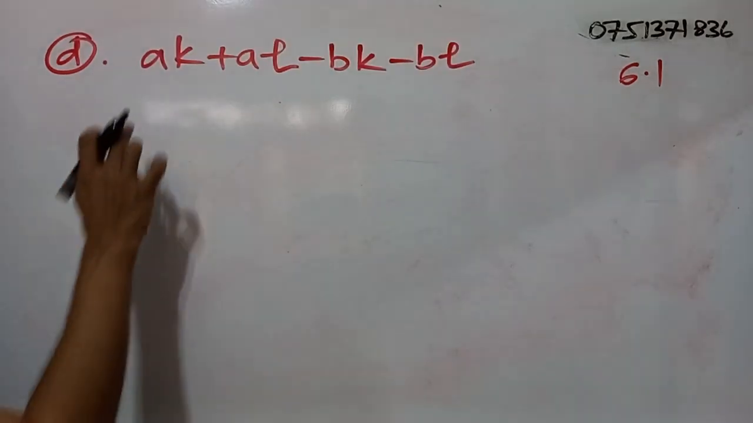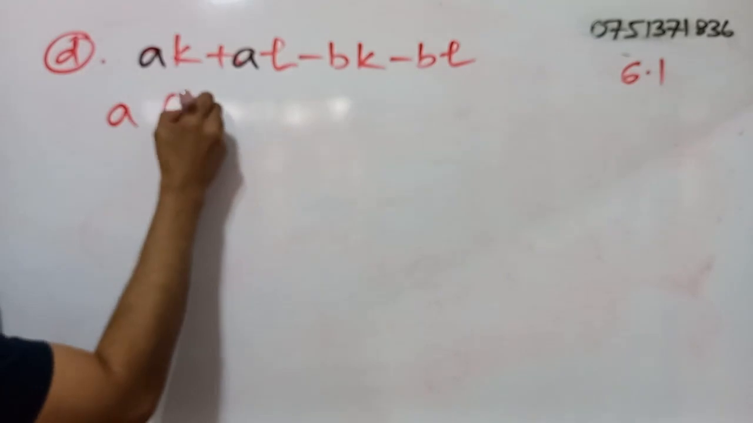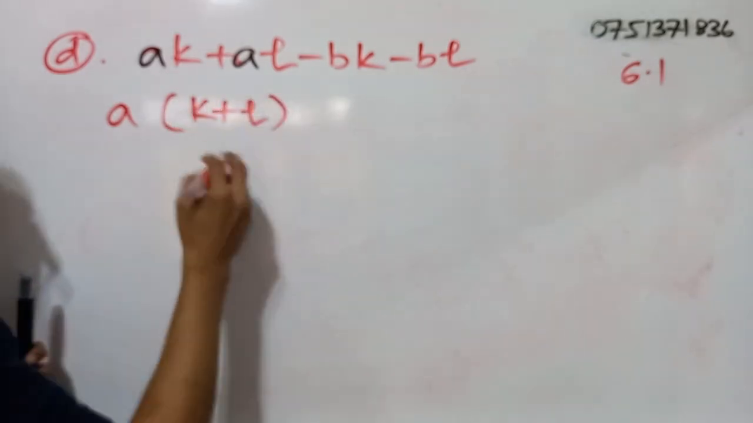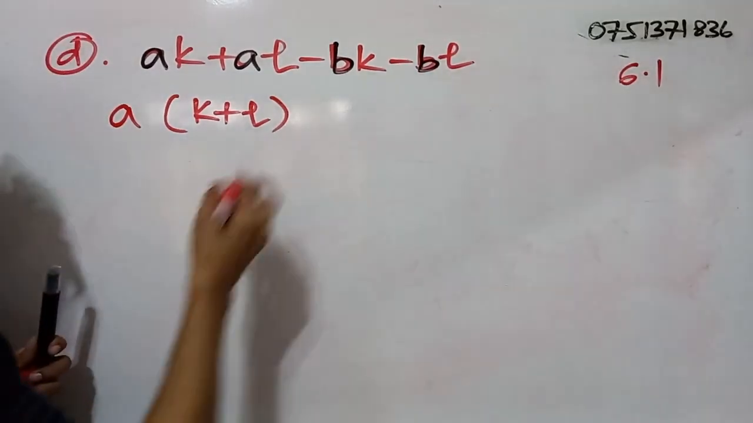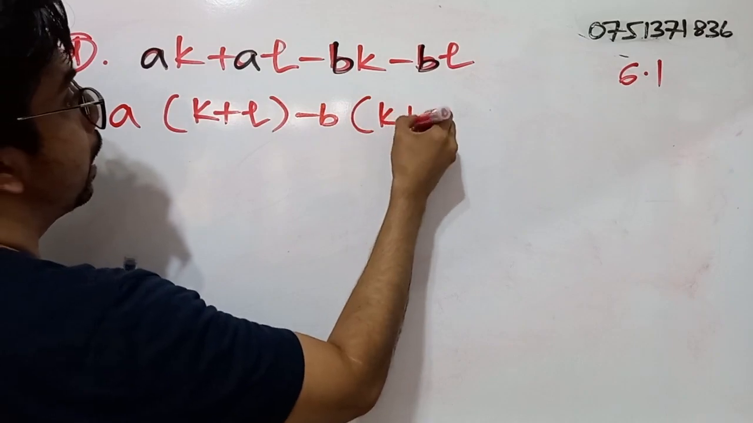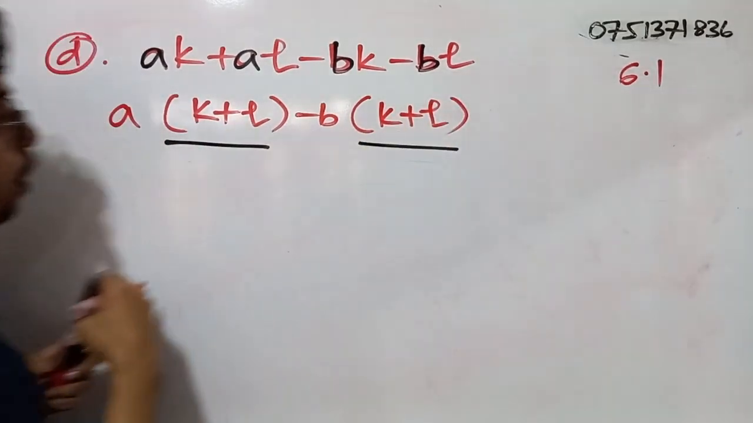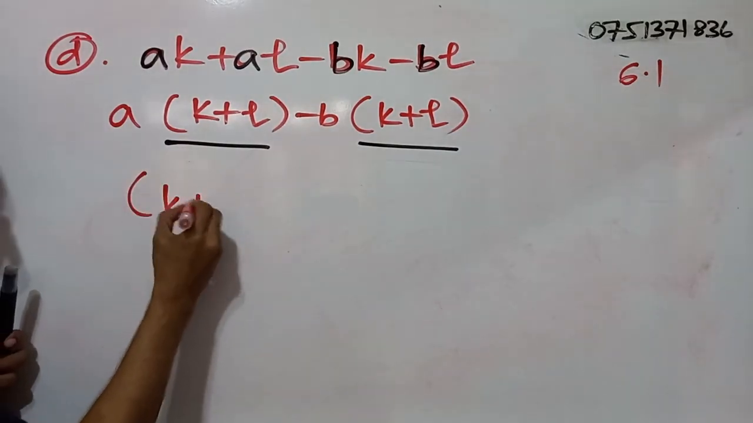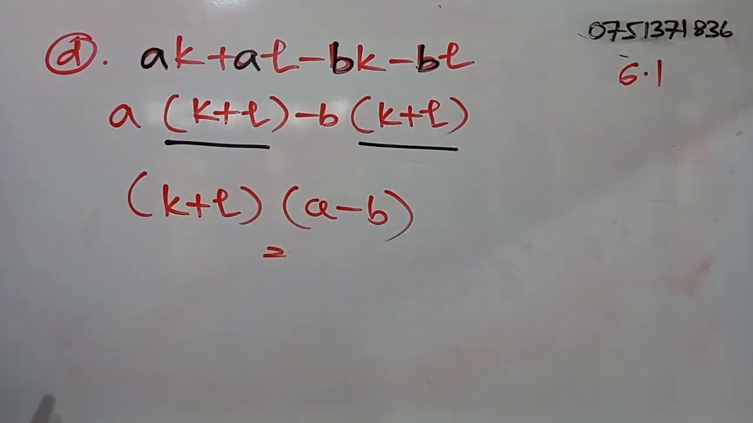Simple D. So when we consider these two, simple A is a factor, right? So A, what goes inside? K plus L. When we consider these two terms, right? Negative B is a factor. So what goes inside? K plus simple L. So now these two expressions are common. So I can take what? K plus L, a minus b. So this is the answer.